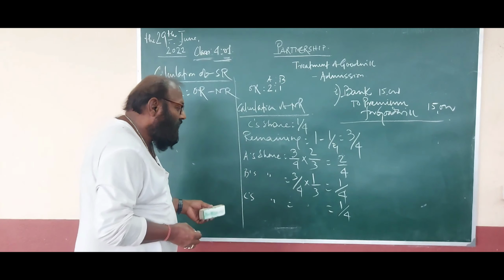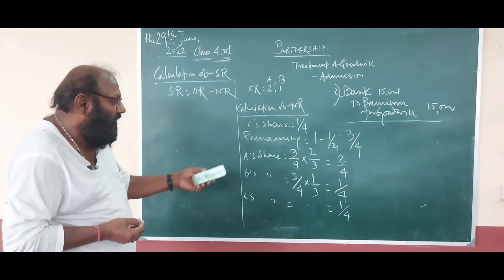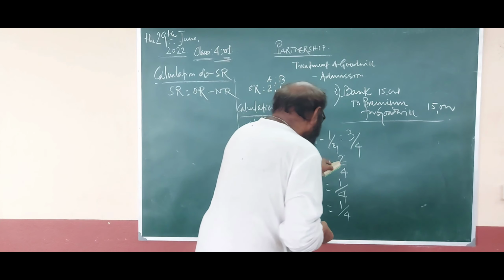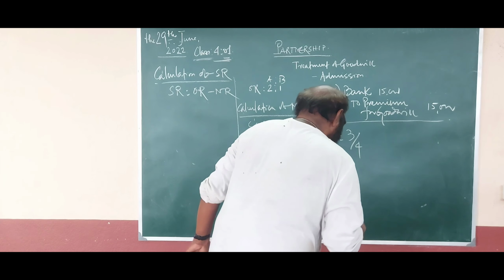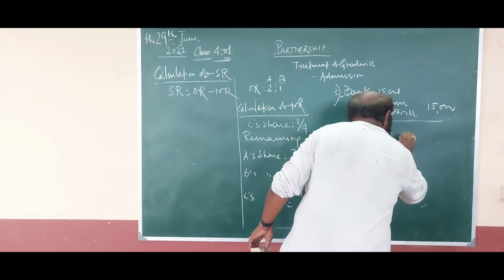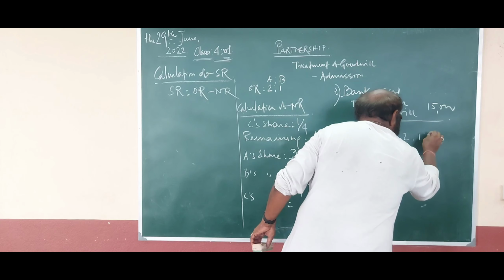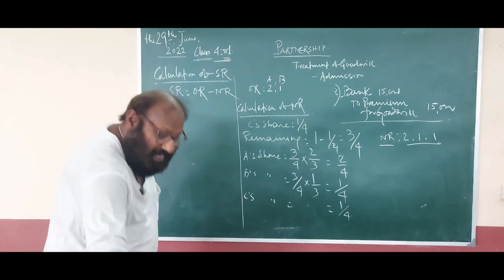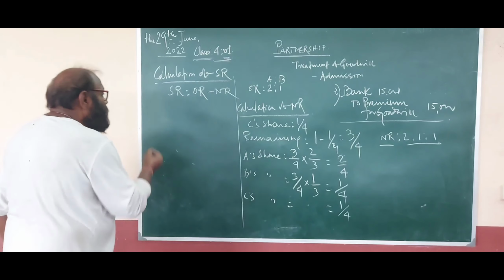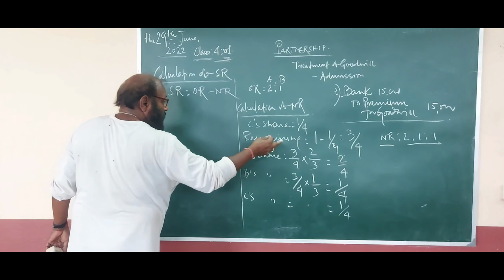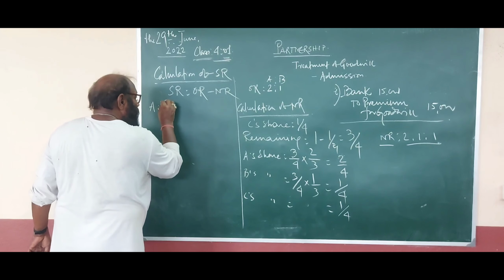Now see, what is the new ratio? The new ratio is 2/4, 1/4 and 1/4. So the new ratio, NR, is 2:1:1. Clear? Now find out the sacrificing ratio. Sacrificing ratio is old ratio minus new ratio.